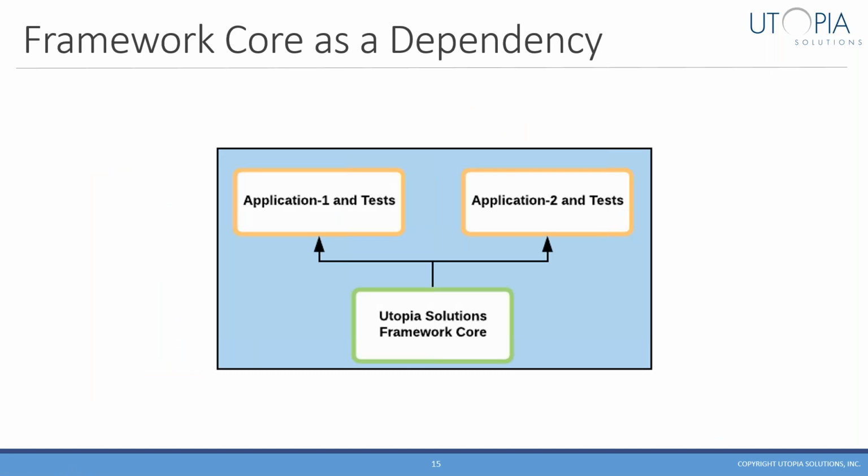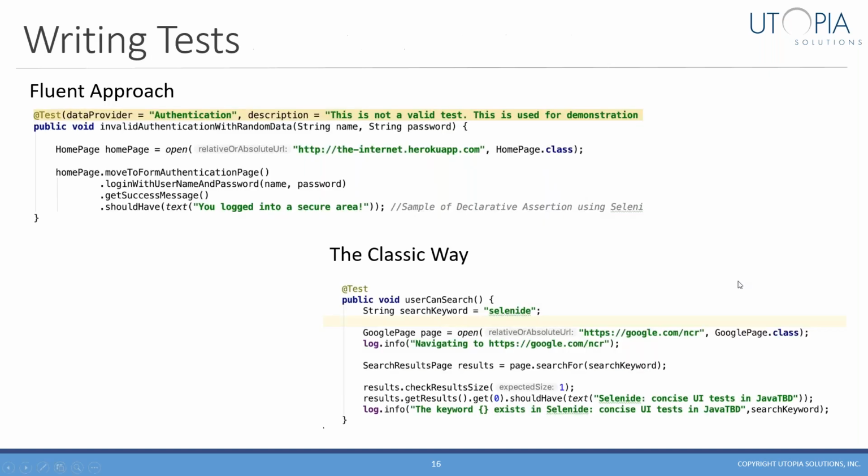One of the advantages of using a framework core as a dependency is that it's pretty clear that we can use it in multiple projects, as long as all of your projects are in the same programming language. But if you have a project in a different programming language, then you can use the combination of framework core and sample application independently to test that application. Right. Okay, let's move to the next slide and talk about the ways of writing your tests.